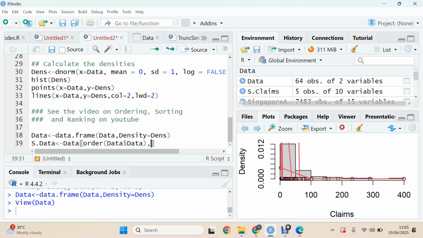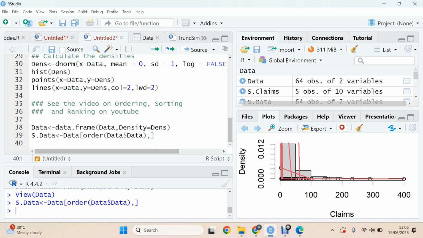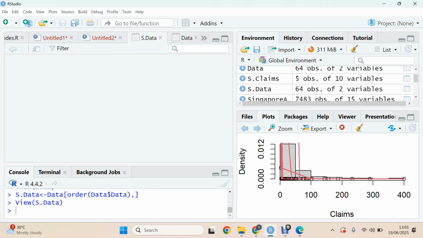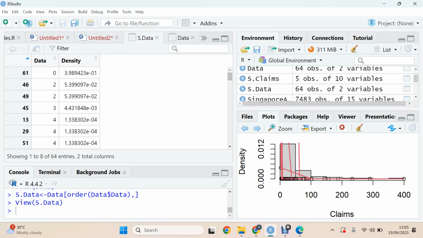So let's see how this will look like. So I've already solved my problem. So it's S data, right? Now let's compare S data and data. What do you see? So it has all.